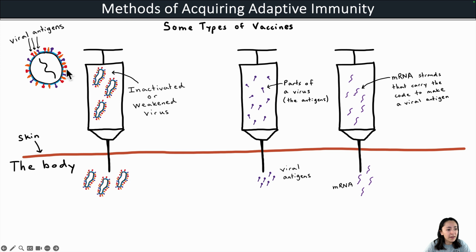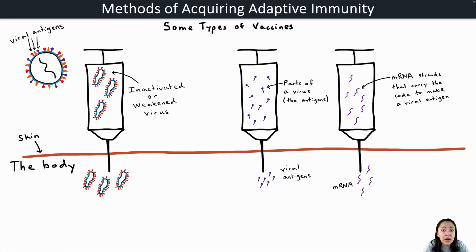Okay, so here we have a virus. A virus is simply just a protein shell with some type of genetic material in it. It could be DNA or a small segment of RNA. And then surrounding that, you'll have a lipid envelope. And then there are usually proteins sticking out of the surface of it.